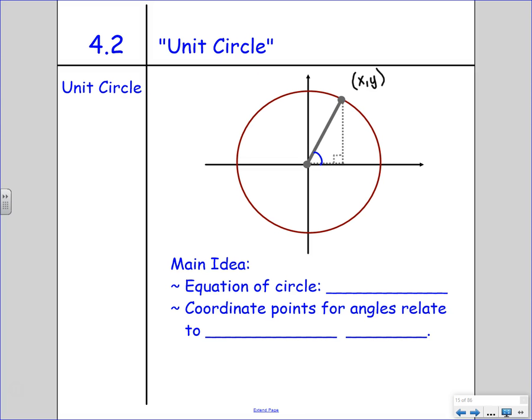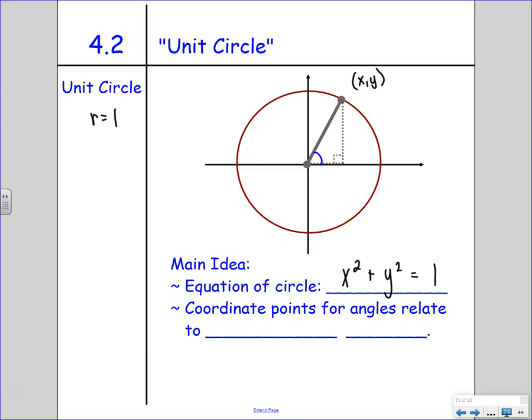Now, a couple things to talk about for a circle. First of all, the normal equation of a circle centered at 0, 0 would be x minus 0 squared plus y minus 0 squared equals r squared. But a unit circle is called the unit circle because we scale everything back to where r, the radius, is just 1. So even though we could say r squared, we're going to say 1, because it's 1 squared in a unit circle.